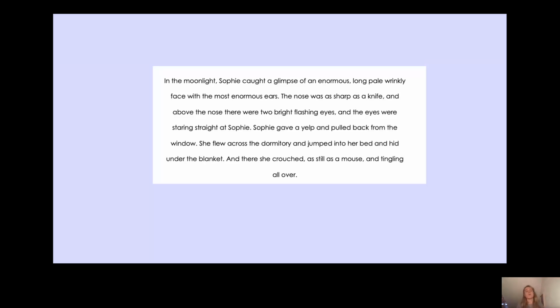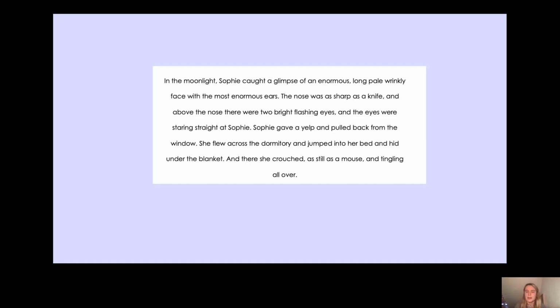Okay, now we are going to try and find the similes in this character description, when Sophie first meets the BFG. So let me read it to you again, and we're going to stop when we think we found a simile. Remember, we use as, well, we can also use like, but today we are going to find the similes with as. So in the moonlight, Sophie caught a glimpse of an enormous, long, pale, wrinkly face with the most enormous ears. Okay, so we haven't compared the person that Sophie has found with anything else yet, have we?